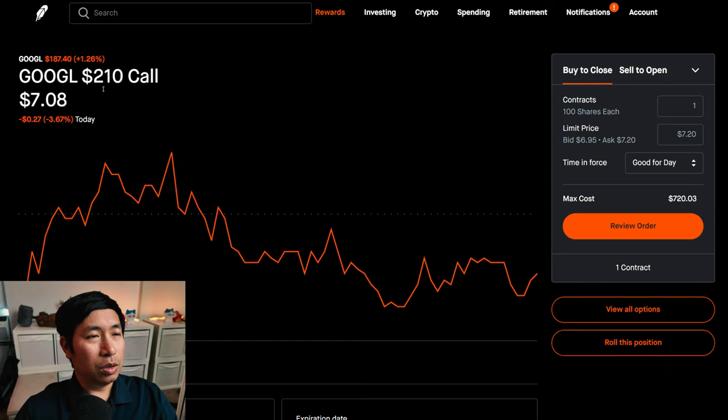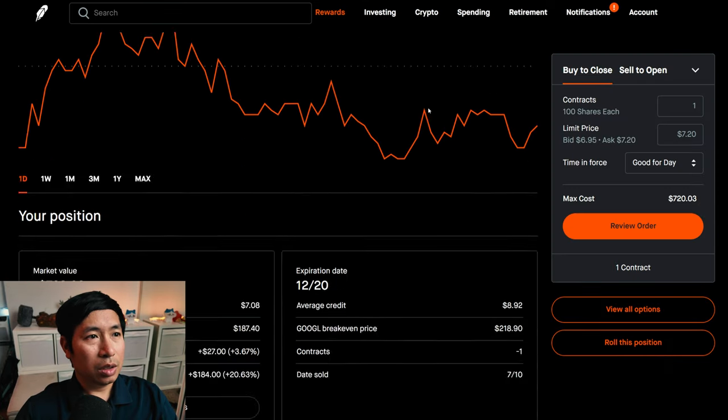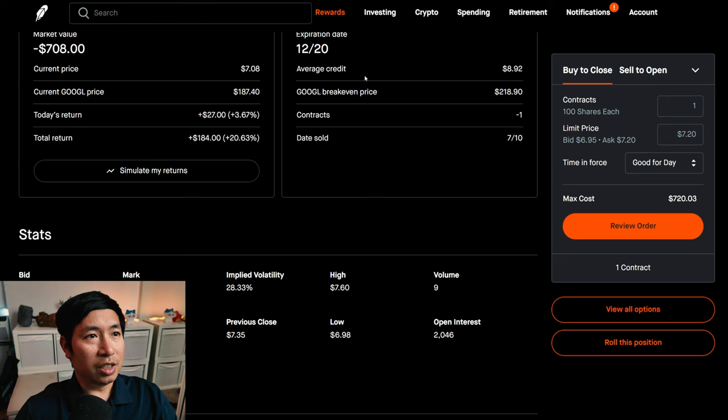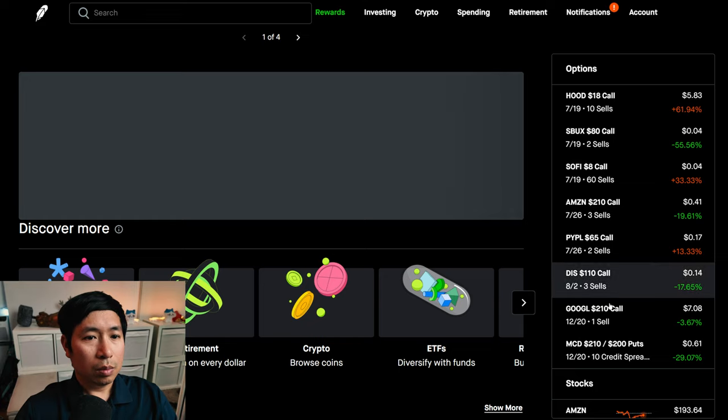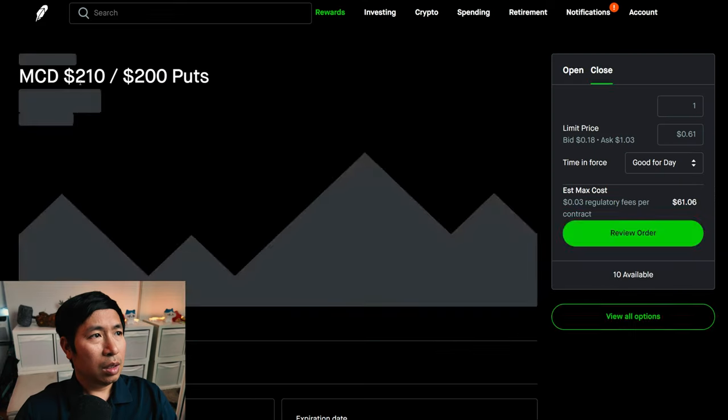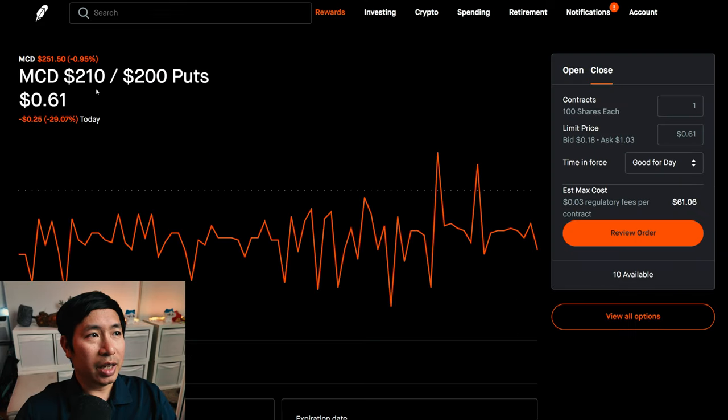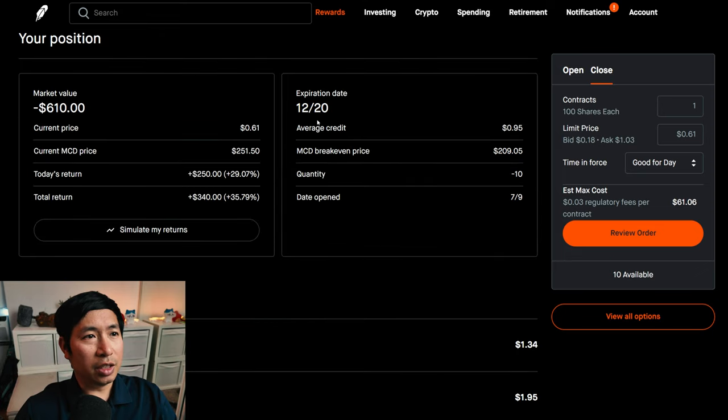I'm selling Google $210 covered calls. These expire December 20th. My total return, $184. I have McDonald's $210, $200 put credit spreads. These expire December 20th. My total return, $340.